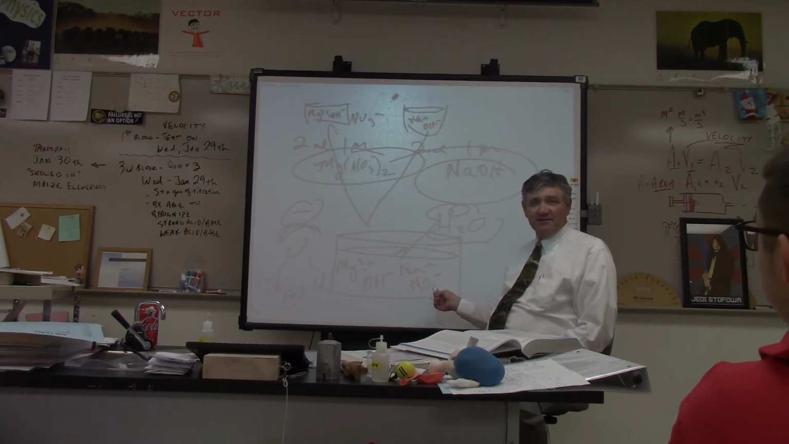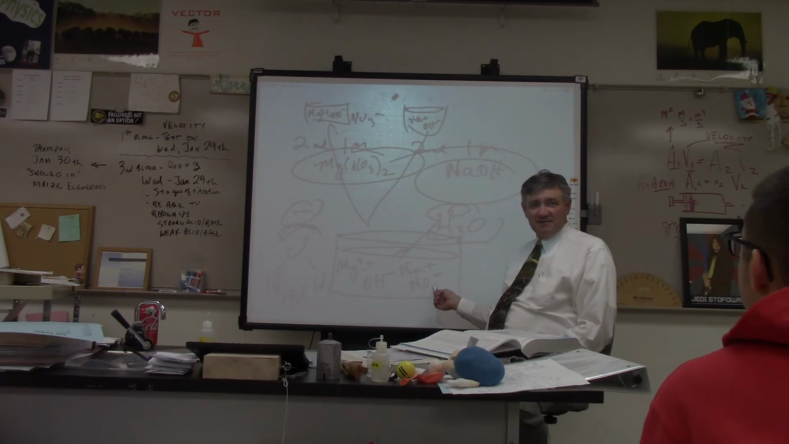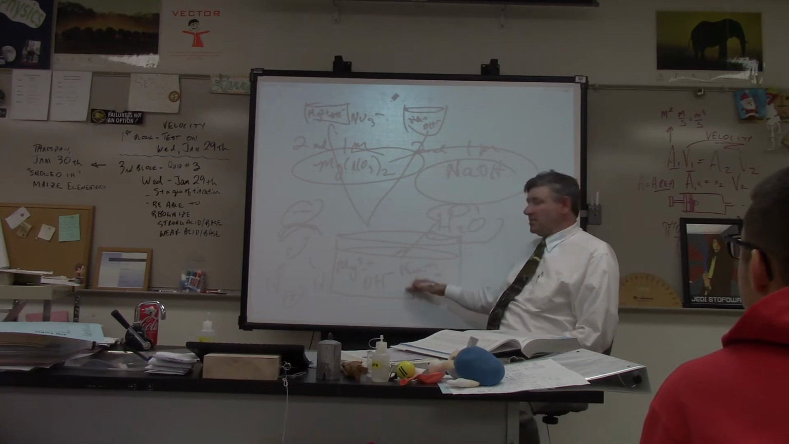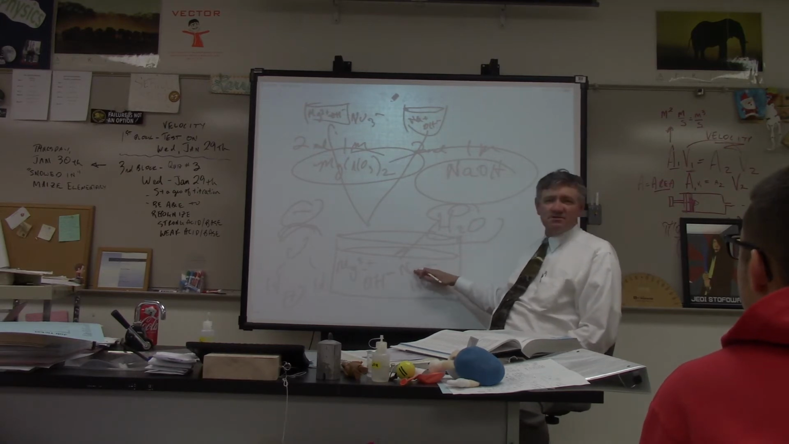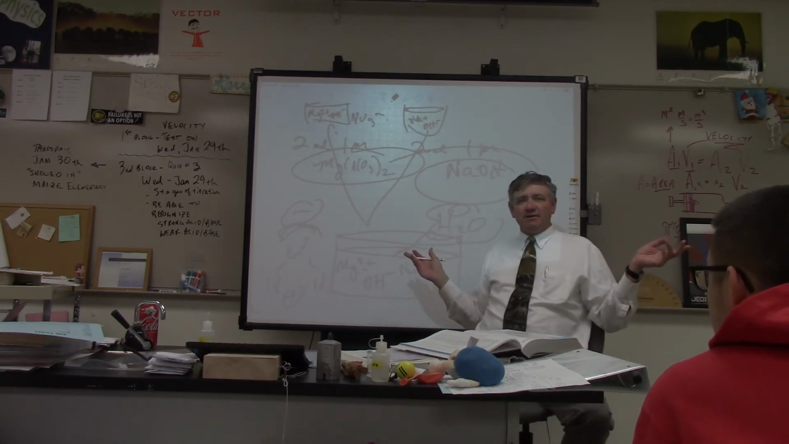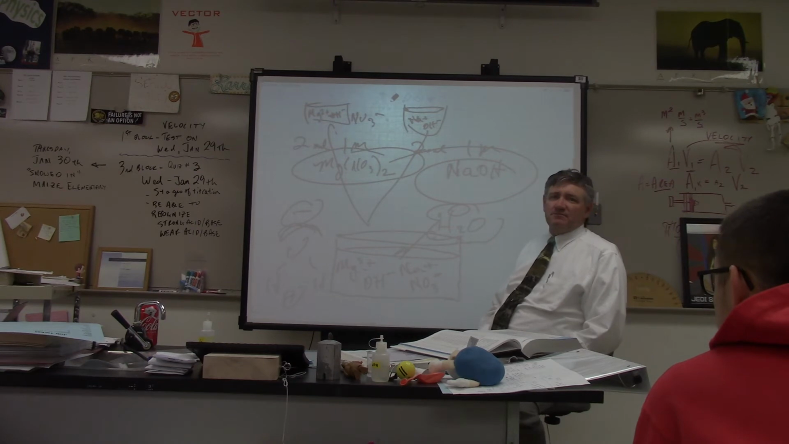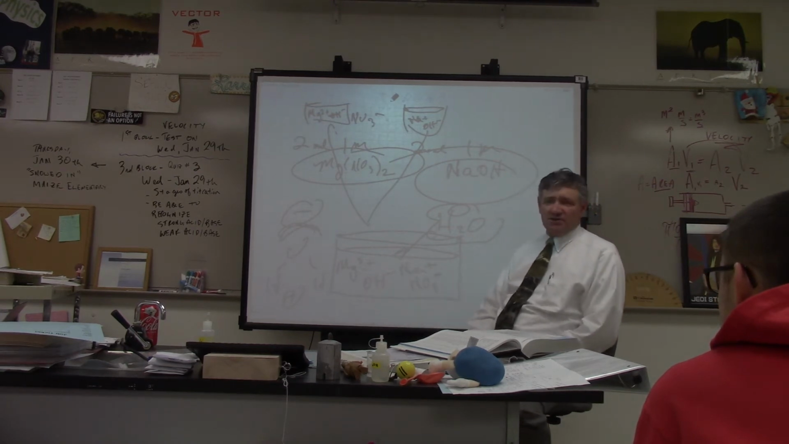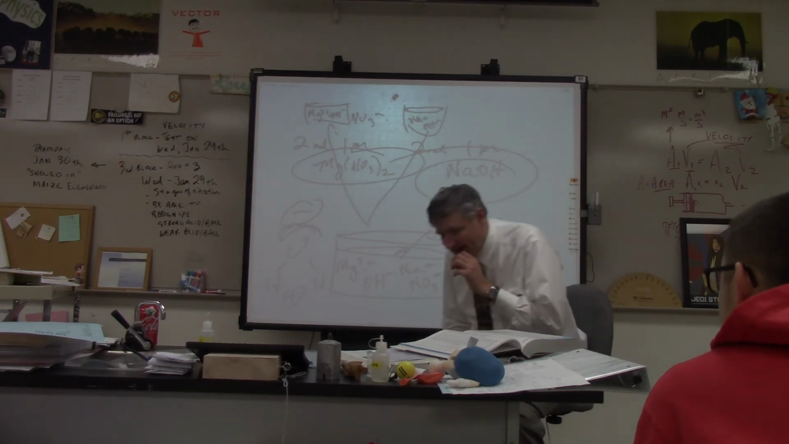Why? Because they're both soluble in the first place. So group 1s are all soluble. Nitrates are all soluble. Okay? So that's not going to happen. So what does that leave us with? Magnesium and hydroxide. Okay?